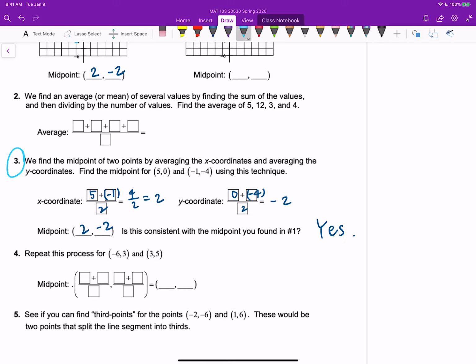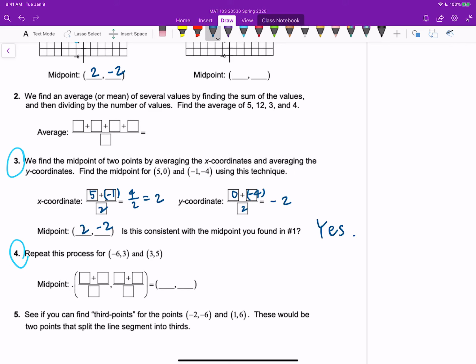Alright, so I gave you some time to practice. With number 4, using the formula, or you could visualize it, find out the midpoint of these 2 points: -3, -6, and 3, 5. Pause the video when you work on it. Check your answer when you complete.